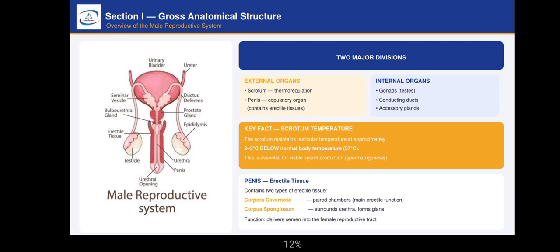Now for the penis itself, being the second part of the external genitalia, you need to know that it has what we call erectile tissues.